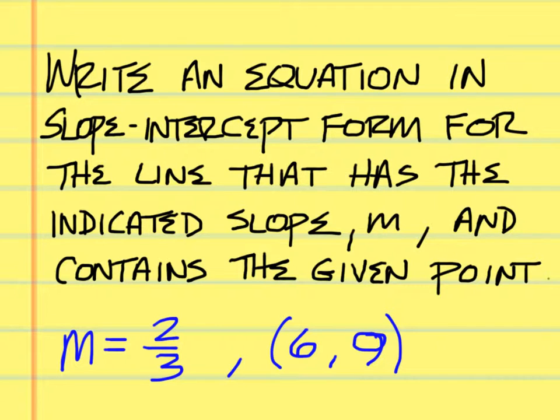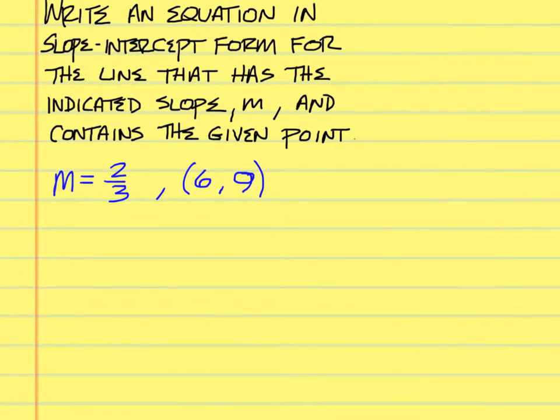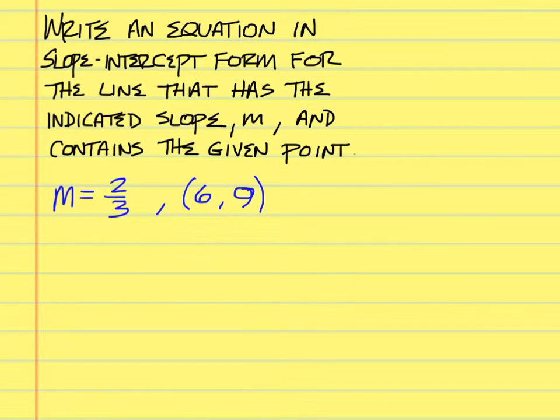Write an equation in slope-intercept form for the line that has the indicated slope and contains the given point. This is the same thing that we just did, except you're not given 2 points. They're giving you the slope to start with, and they're giving you the point that you have to use. So we'll shorten this up a little bit so you can still see it to copy it down.